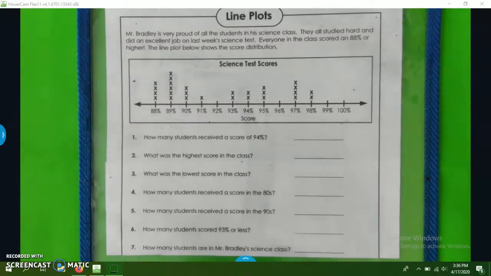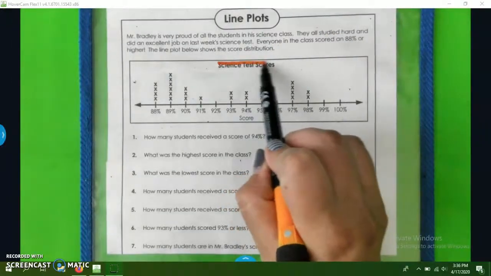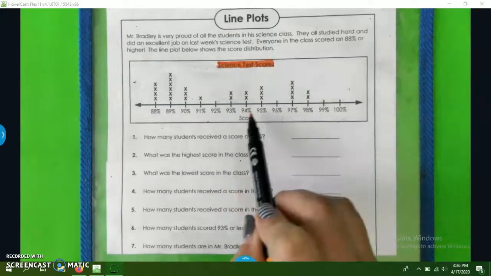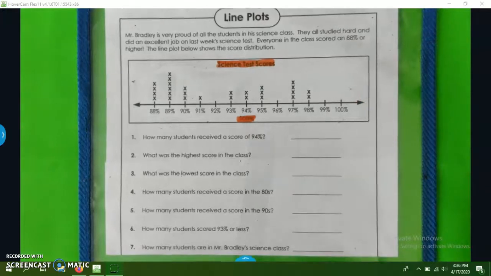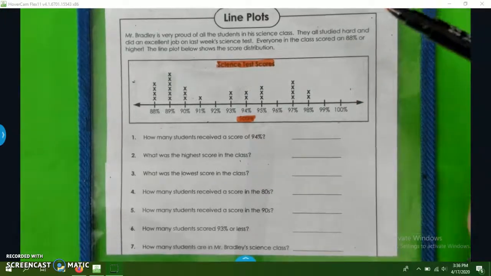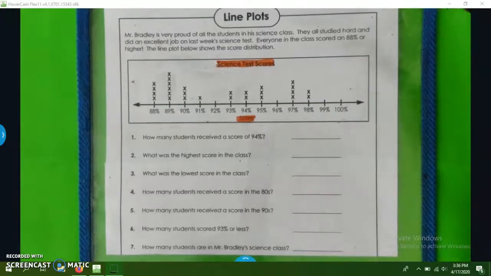So what we have here is a line plot about science test scores. You always want to check out the title and the labels so we know we're looking at the scores of different students' tests. There's also a nice informational paragraph above this that lets us know more information.